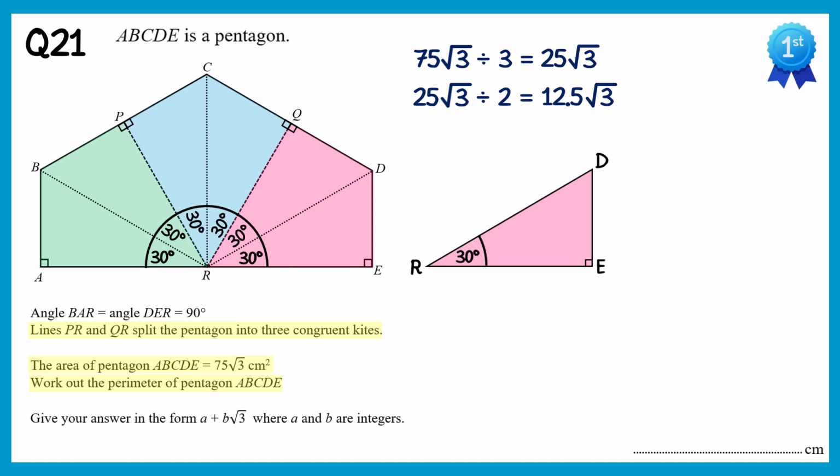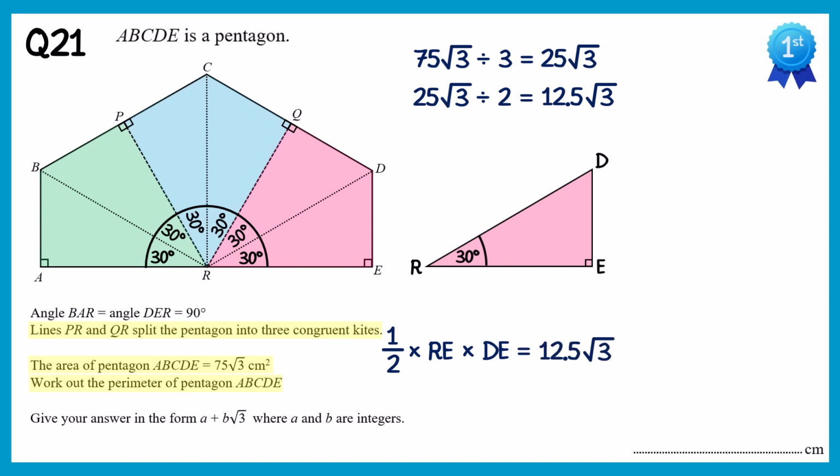Now let's consider how we would find the area of the triangle RED. Well, we would normally do 1/2 multiplied by the base, which we don't know, so we'll just call it RE, and then multiplied by the height, which we also don't know, so we'll call that DE. But we do know what the area needs to be. It needs to be 12.5 root 3.